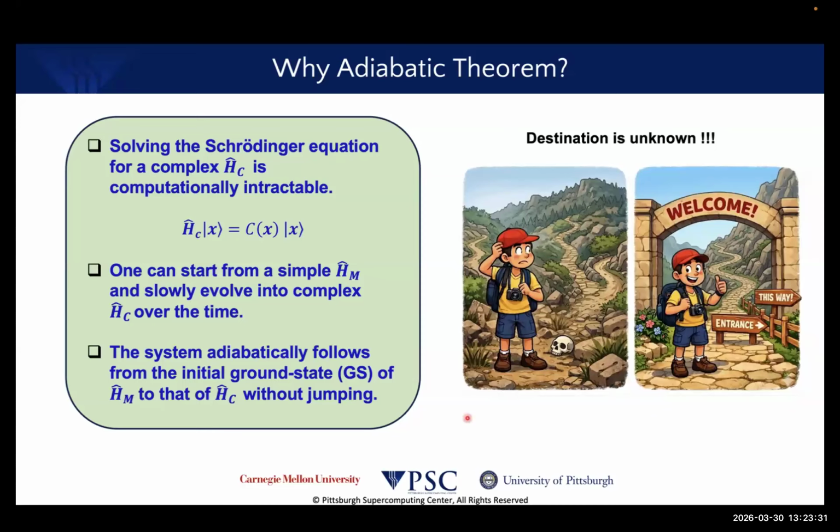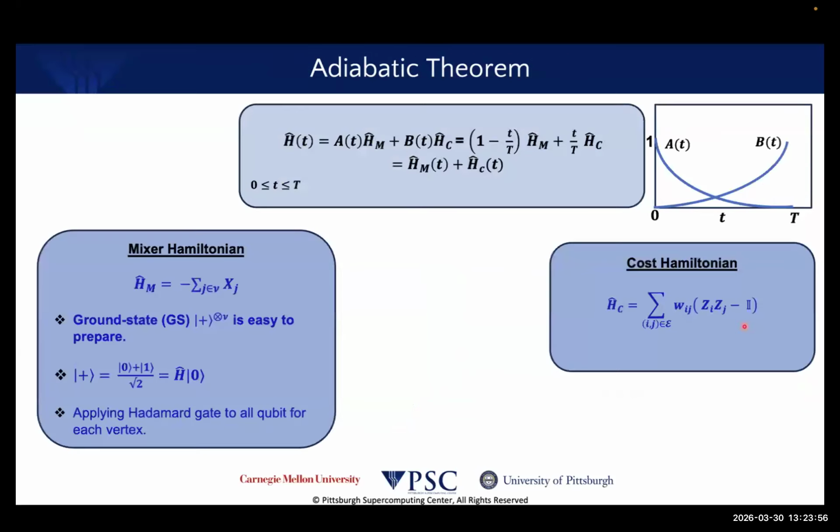I can put this scenario in two different situations where we do not know the destination. In the first picture, you can see he doesn't know where to start and which path to follow. But in the next, you can see there is a well-defined entrance and a well-defined path here. So even though he doesn't know where the destination is, there is a chance he might get there eventually. So this is the adiabatic theorem we are talking about.